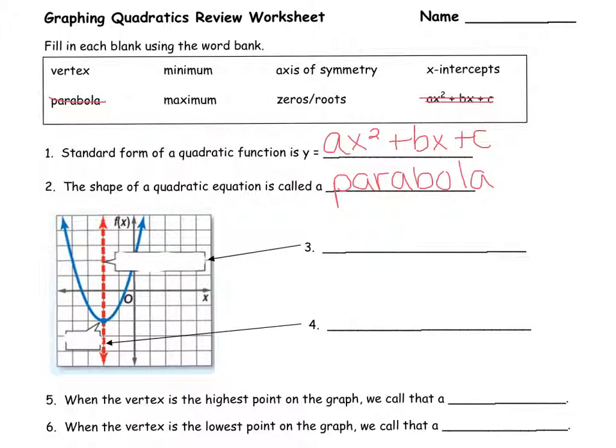If you look at question number 3, it is pointing to this red dashed line. We know that the red dashed line splits the parabola directly in half, and when you fold it over, the pieces match up together perfectly. That's called the axis of symmetry.